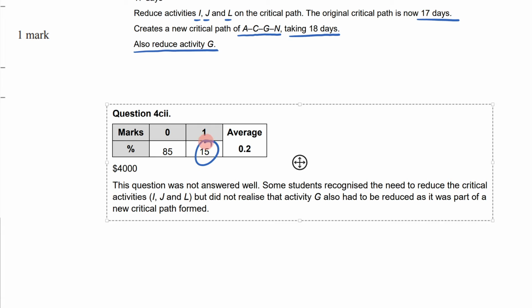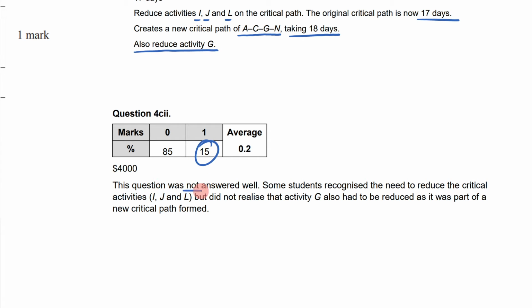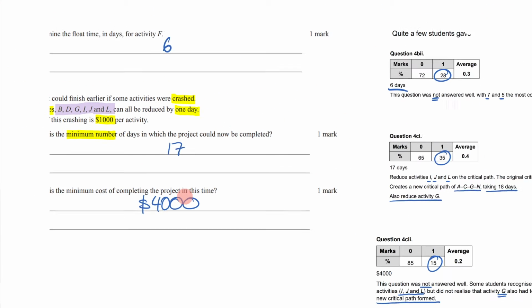Only 15% of people got this correct. This question was not answered well. Some students recognized the need to reduce the critical activities I, J, and L, but did not realize that activity G also had to be reduced as it was part of a new critical path formed. So what happened?